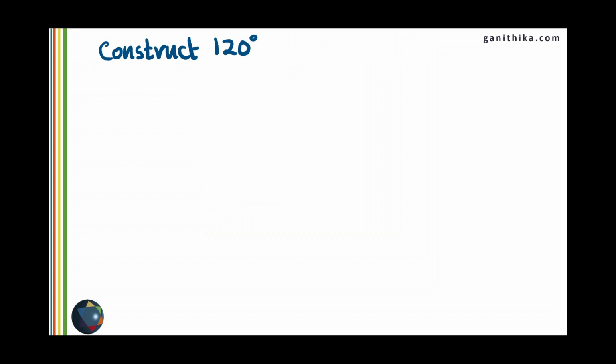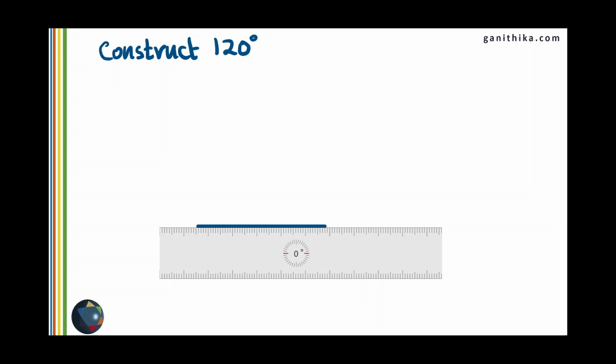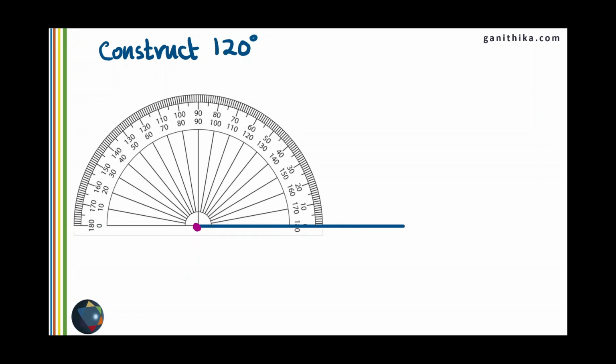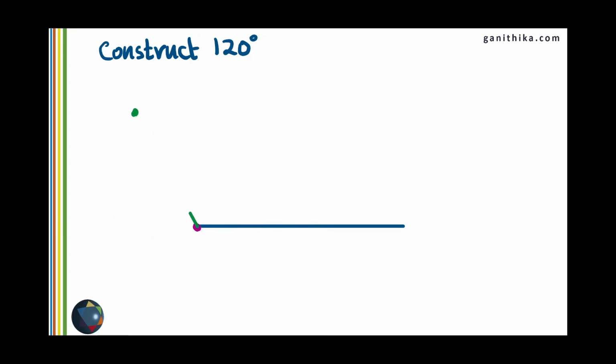Let's construct 120 degrees. Make the baseline, mark the vertex, align the protractor accordingly, look for the 0, and from 0 go on up to 120 on the protractor. Mark the point at 120, join the vertex and the point. Now you have constructed 120 degrees, and looking at the angle, you know it is an obtuse angle.